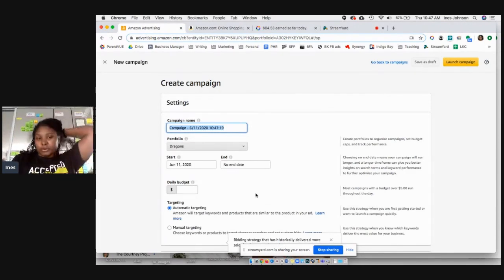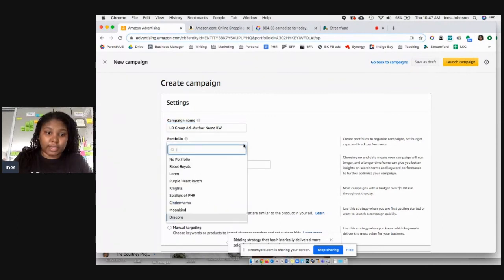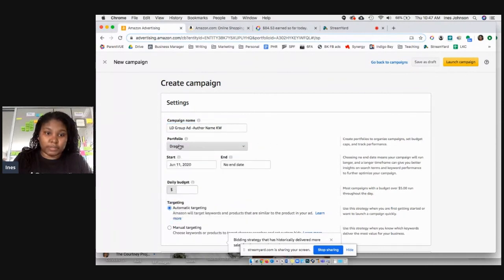So I'm a big namer, so this is going to be The Last Dragon. It's going to be a group ad, and I'm specifically testing author name keywords. And it's in the portfolio Dragons. I could change that if I had wanted to, but I want it to be in the Dragon portfolio. I don't set an end date. I come and I check on this stuff every day. So if something's not working, then I pause it, but I don't set an end date.